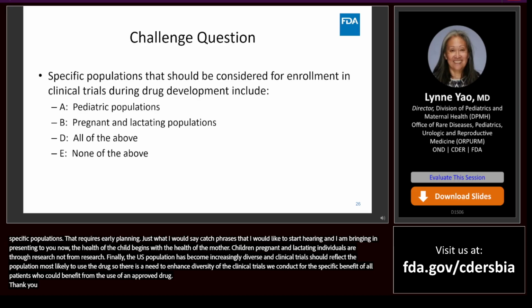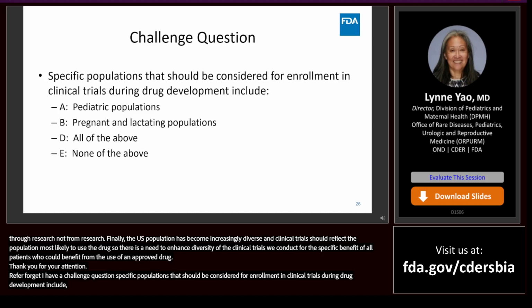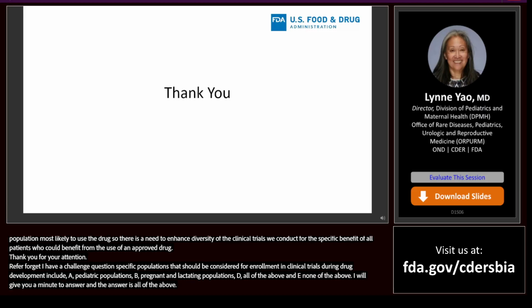And before I forget, I have a challenge question for you. Specific populations that should be considered for enrollment in clinical trials during drug development include A, pediatric populations, B, pregnant and lactating populations, D, all of the above, E, none of the above. And I'll give you a minute to answer. And the answer, of course, is D, all of the above. Thank you again for giving me this opportunity to present to you today.